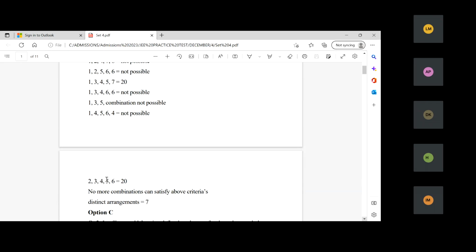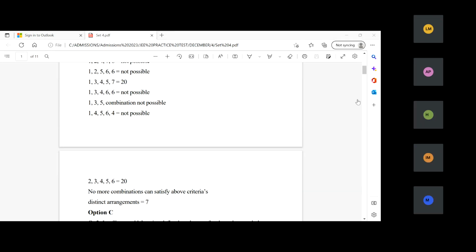Now after this, changing the numbers as 2, 3, 4, and 5. So with 5, it's 6, it's 20. No more combinations would be possible, because we need to satisfy two conditions for the arrangement. The above two will not be satisfied with any other numbers. So we have totally received the distinct arrangements as 7, or the total number of arrangements is 7.